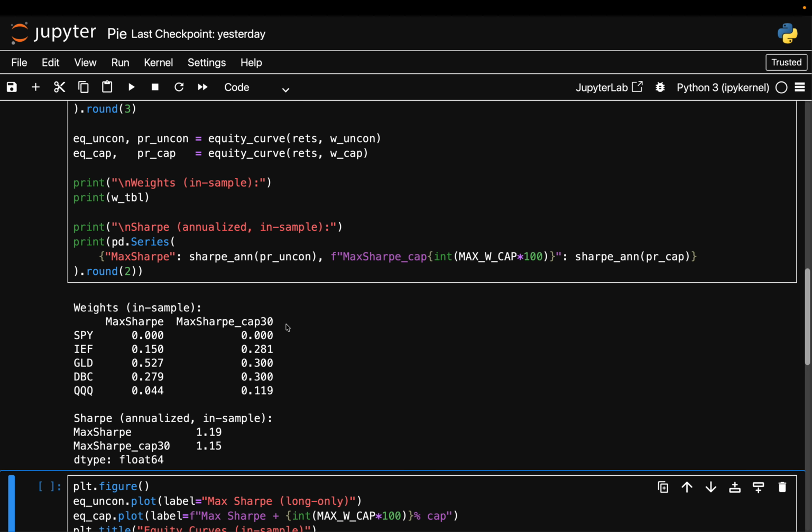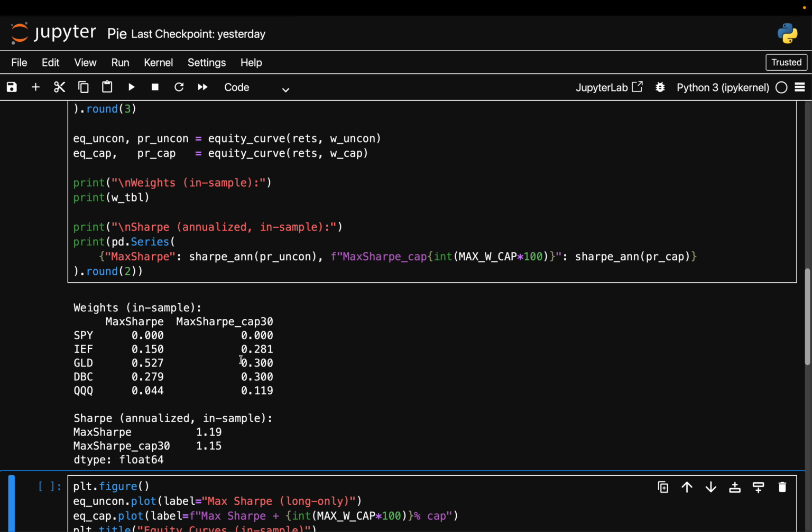In the unconstrained case, the left column here, the optimizer concentrates heavily in gold and commodities. Equities barely show up, which is kind of a funny thing if you think about it. That's not a mistake, it's just the optimizer saying that historically, on this time frame, this combination maximized risk-adjusted returns.